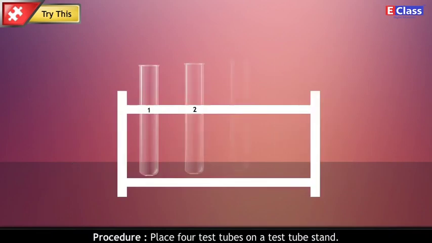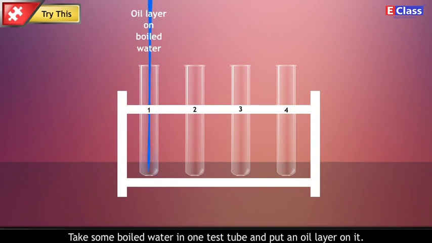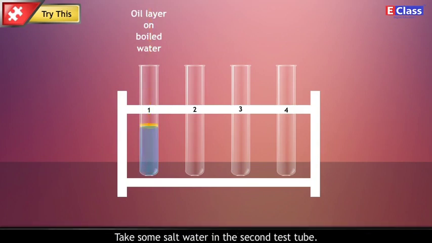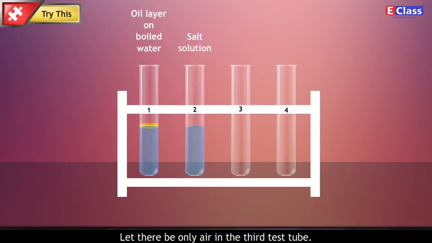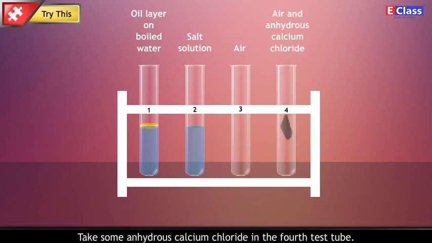Procedure: place 4 test tubes on a test tube stand. Take some boiled water in one test tube and put an oil layer on it. Take some salt water in the second test tube. Let there be only air in the third test tube. Take some anhydrous calcium chloride in the fourth test tube.